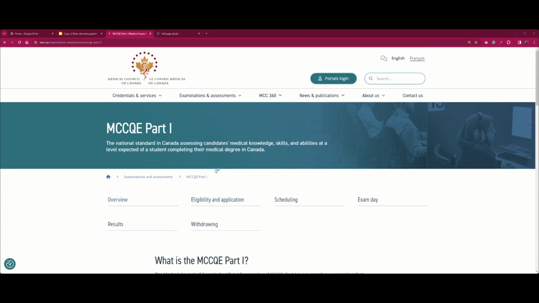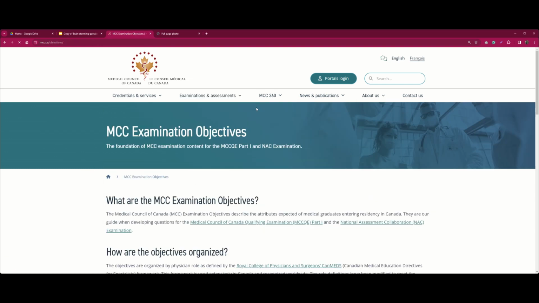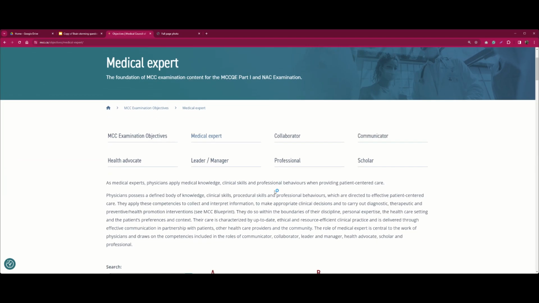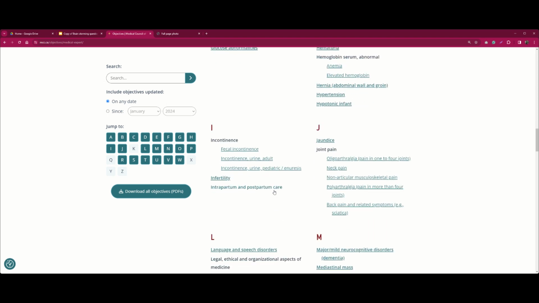So I'm not going to take more of your time, but I'm just going to go through the examination objectives, because this is how we're going to give you the guidelines. Go to the examination objectives at the official website of MCC, then go to the medical expert. Then you can see that in alphabetic order, there are MCQ objectives. So this is your go-to syllabus.